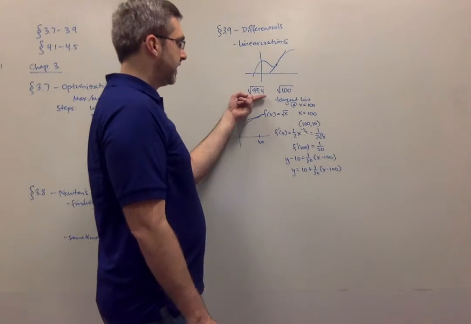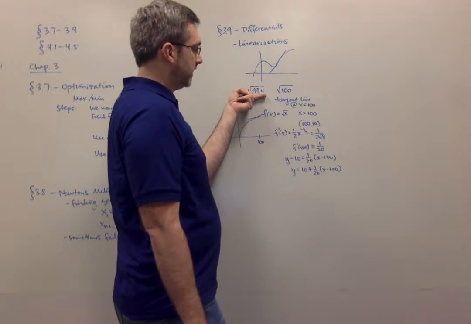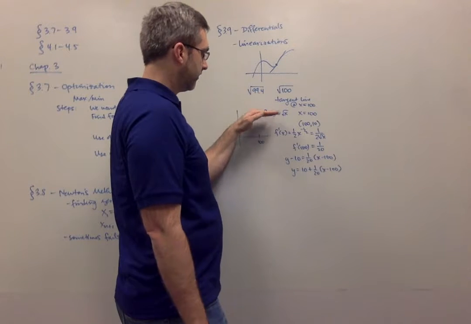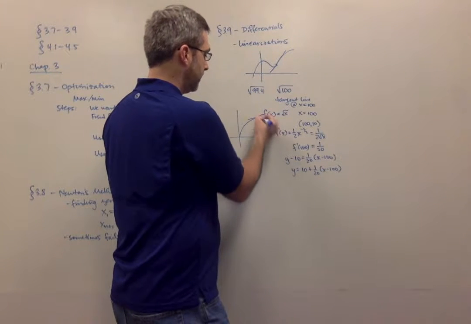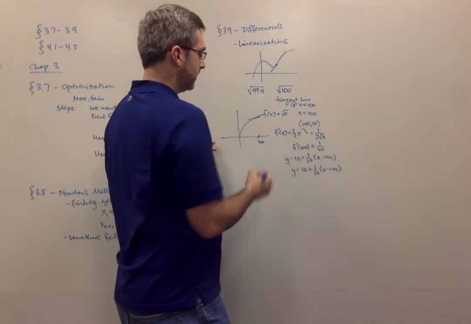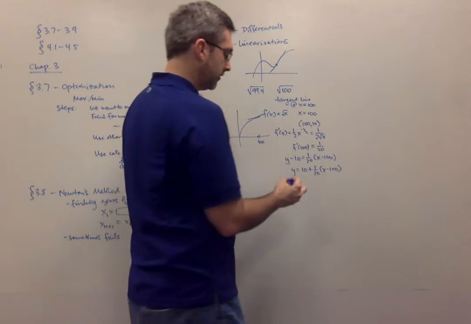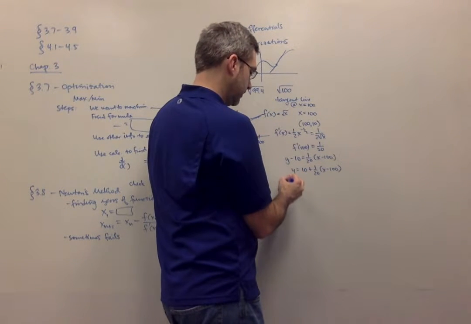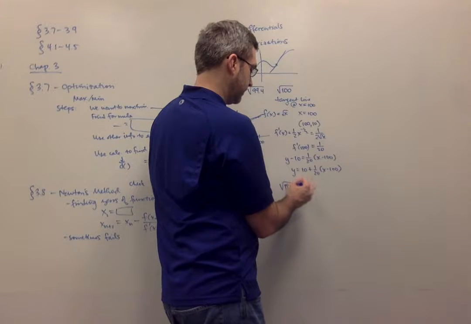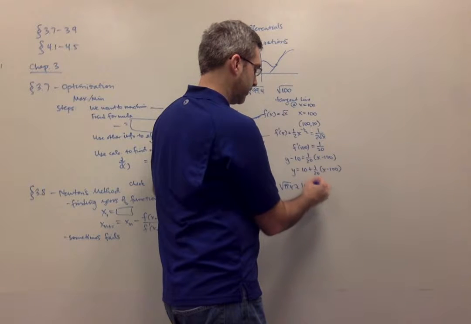So the idea is now if I need to evaluate the square root of 99.4, instead of plugging that into the function, which is really hard, I'm going to plug it into the tangent line, and that's going to be much closer. So the square root of 99.4 is basically going to be what I get when I plug 99.4 into this tangent line.